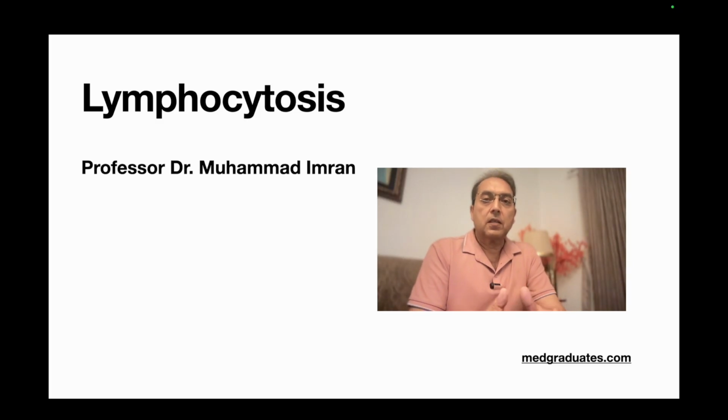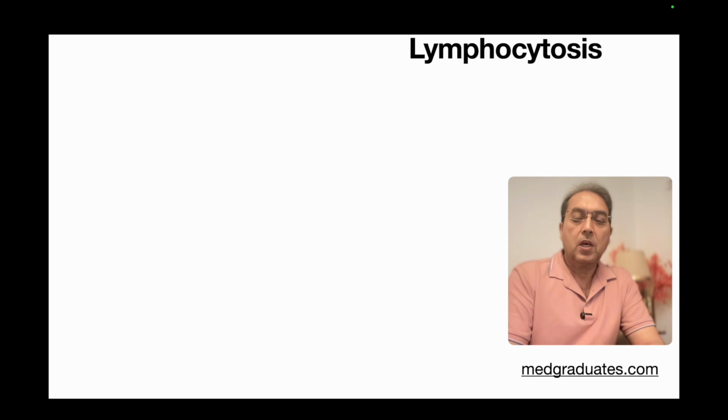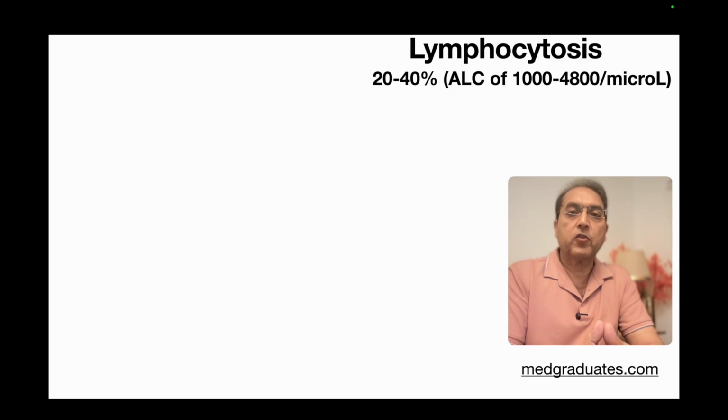Now, when you analyze a complete blood count, you may see lymphocytosis. What we normally see is that the lymphocyte count is between 20 to 40%, but you have to see whether this percentage is an actual absolute increase in lymphocyte count, or it's because of relative neutropenia. So we take the absolute lymphocyte count. The absolute lymphocyte count is between 1000 to 4800 per microliter.